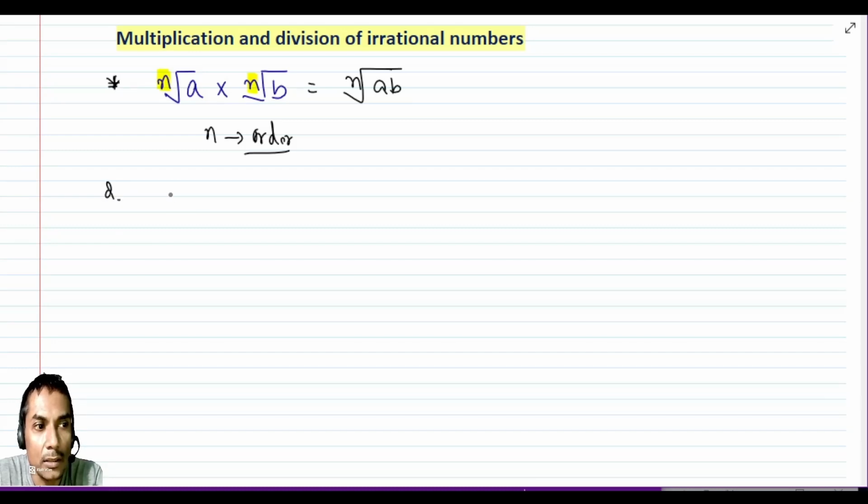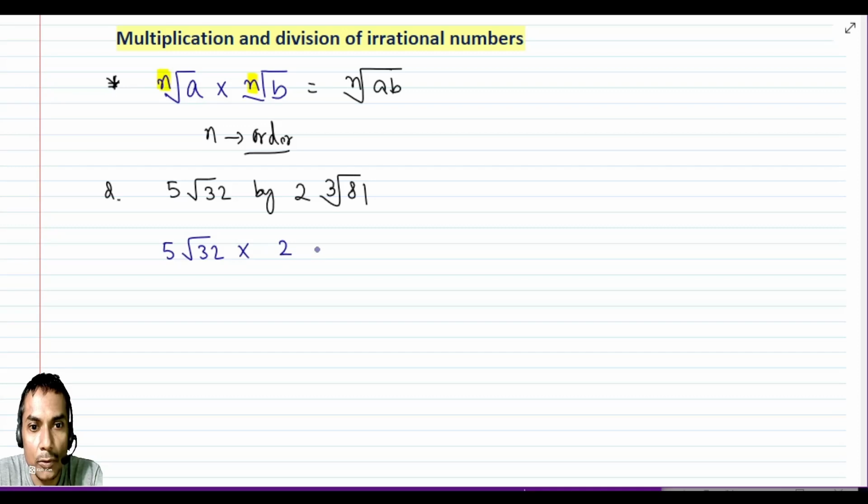Take one question, that is 5 into the 5th root of 32, multiplied by 2 into the 5th root of 81. Clear? This is the question. How can you answer it? So first you write the question: 5 into 5th root of 32 into 2 into 5th root of 81. Clear? So this is the answer.